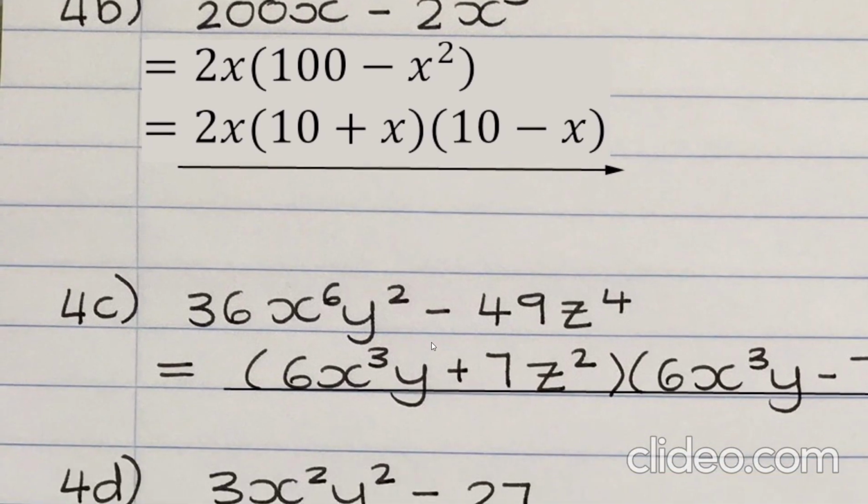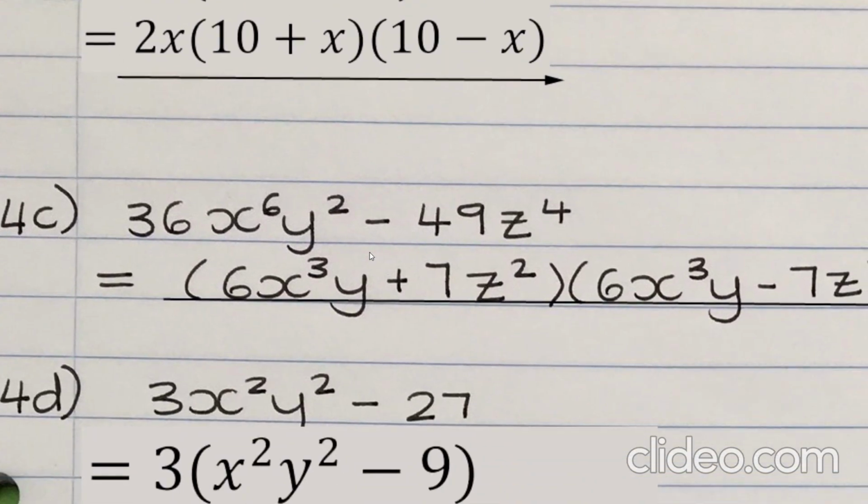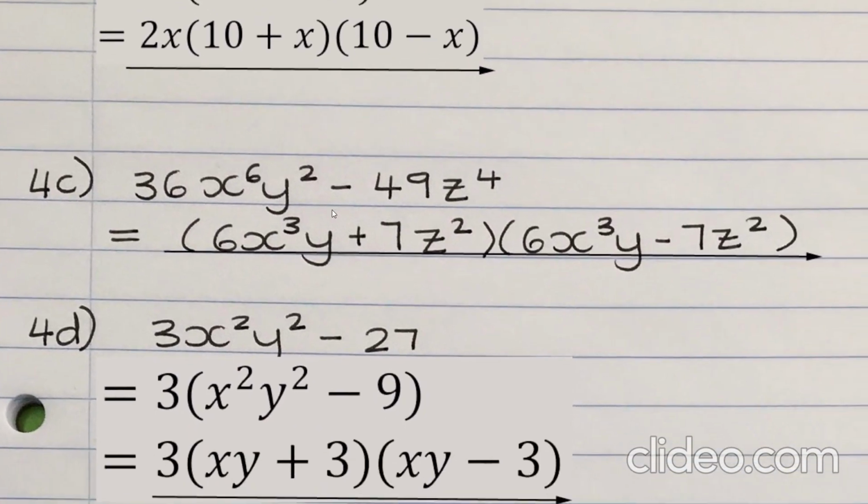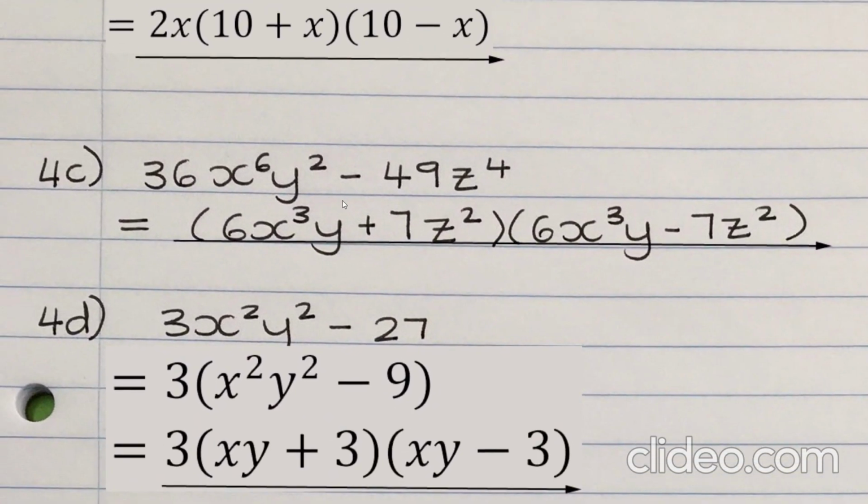Alright, 4c. Okay, 4c was pretty standard. It looked more complicated than it was. All of these are perfect squares because they've all got exponents that are even. And so there's my positive bracket there, there's my negative bracket. 36 square rooted is 6, 49 square rooted is 7, then I basically just halve all my exponents.